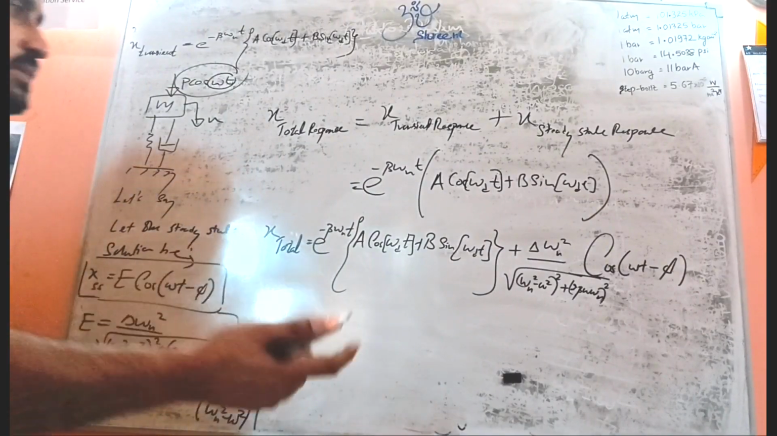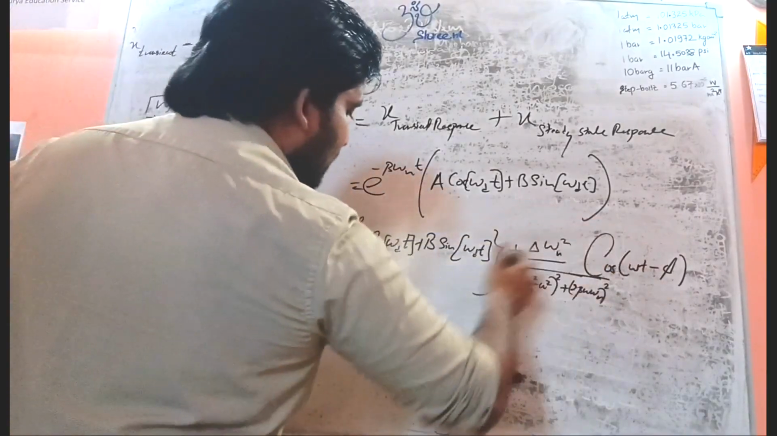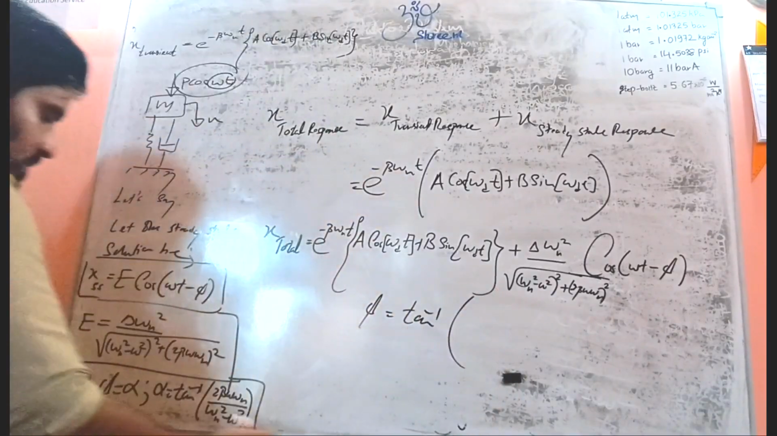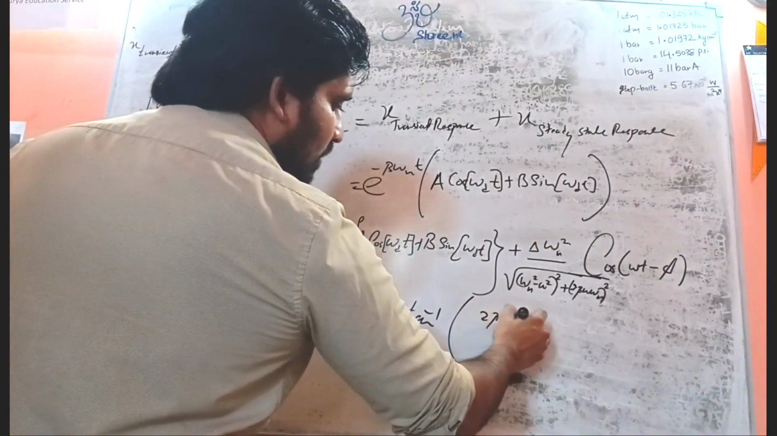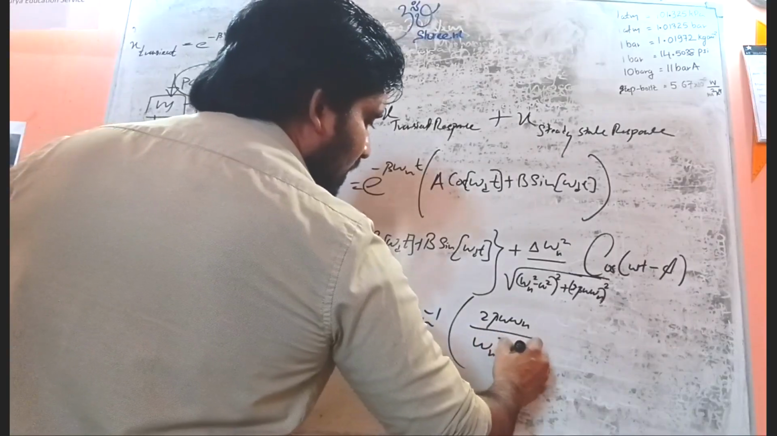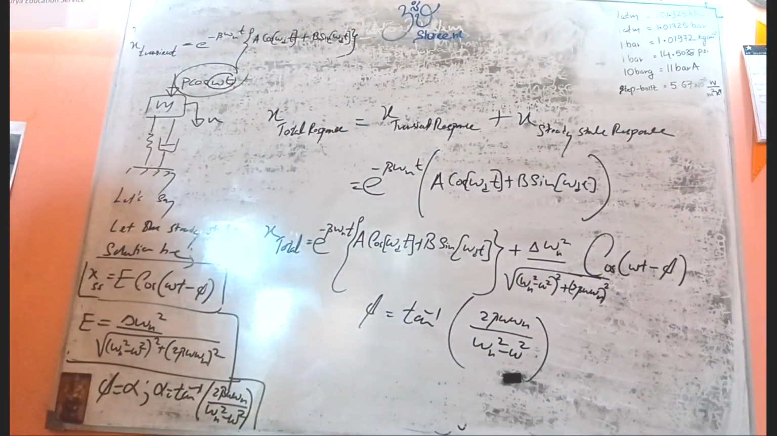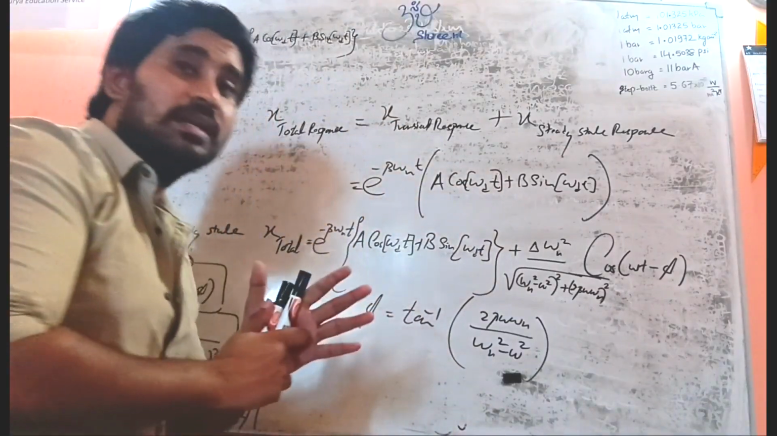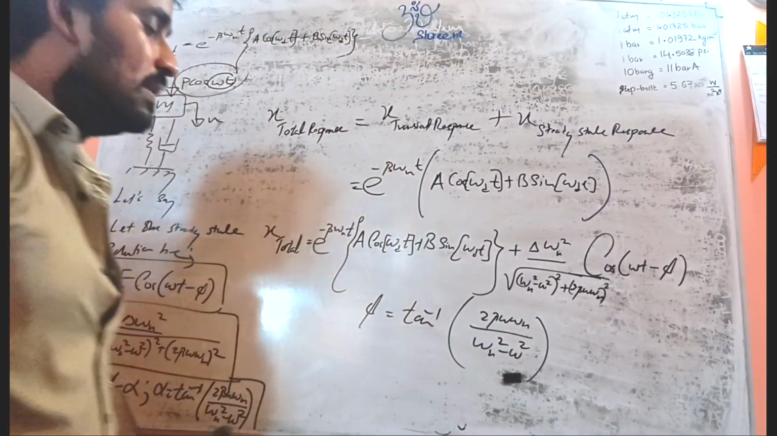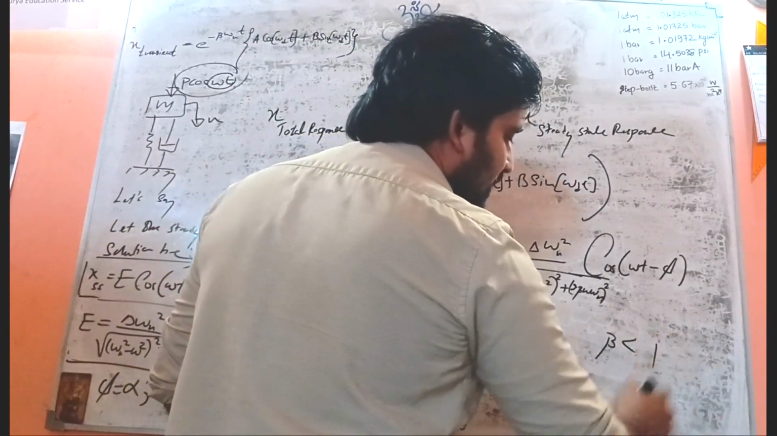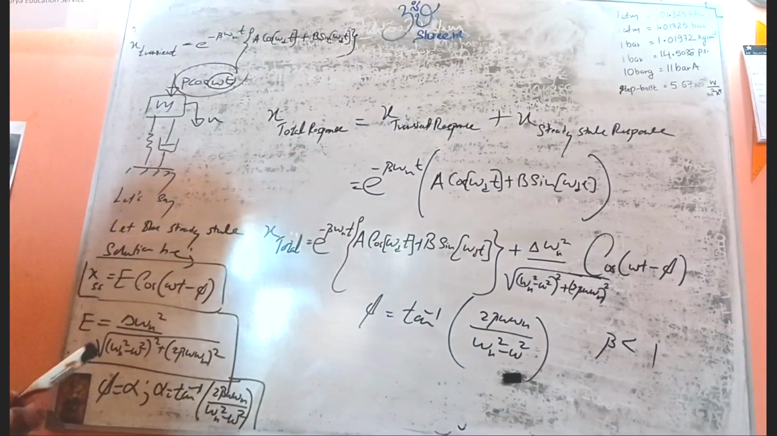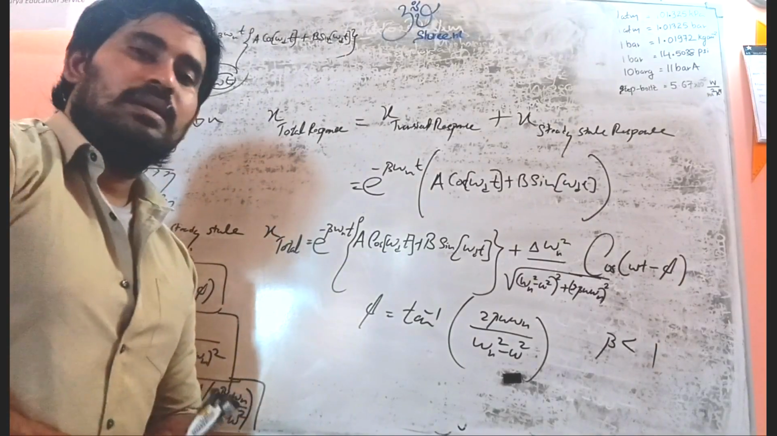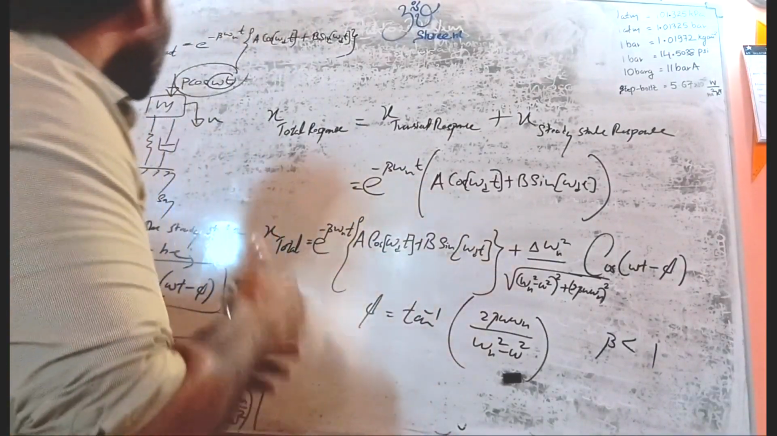And also you can mention how you can find this phi. Phi equals tan inverse of 2 beta omega n divided by (omega n squared minus omega squared), as we have obtained here. But please be very careful: this is only when beta is less than 1, if you are considering the underdamped situation. So now we know the equation, and now we can proceed with a numerical problem.